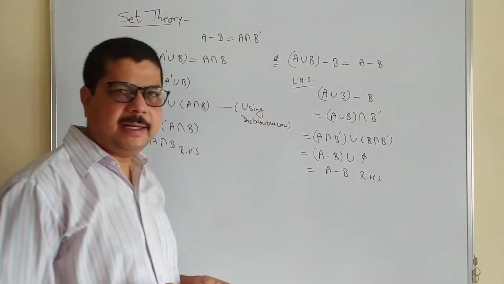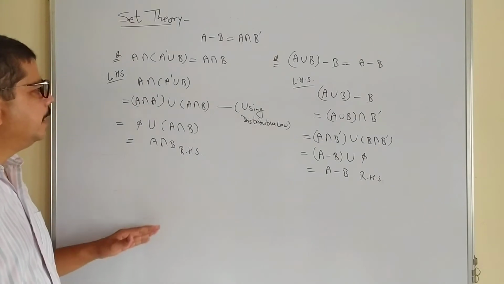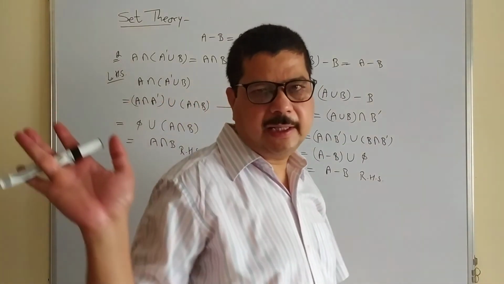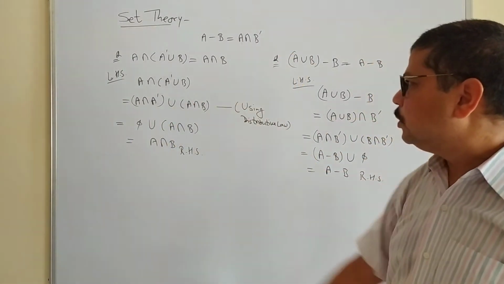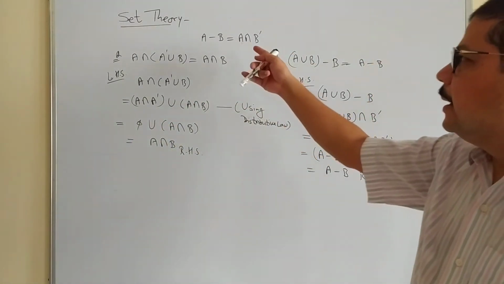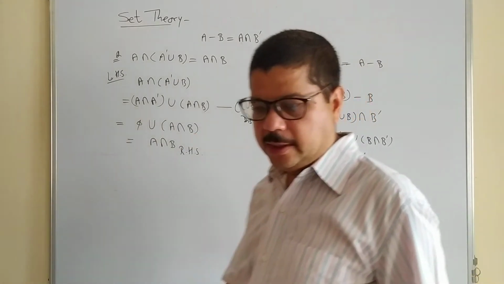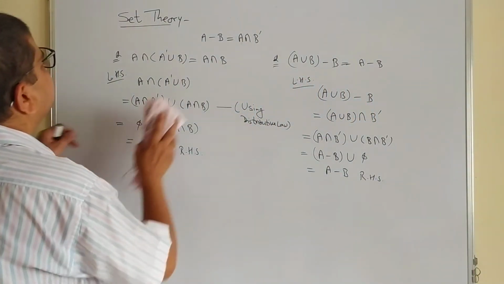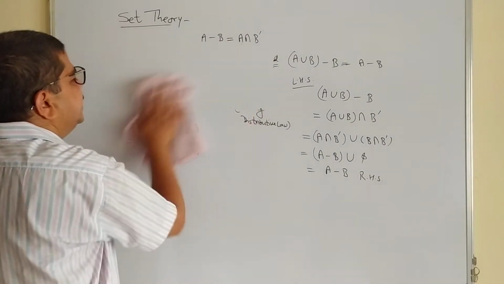So if the identities are known to us, अगर हमें अच्छी तरह से इसकी प्रॉपर्टीज आती हैं, कम्यूटेटिव, एसोसिएटिव, डिस्ट्रीब्यूटिव, डी मॉर्गन्स लॉ, तो इस तरह के क्वेश्चन रिलेटेड बड़े इजीली हो जाएंगे. देखें एक दो क्वेश्चन और करते हैं इसी से रिलेटेड.